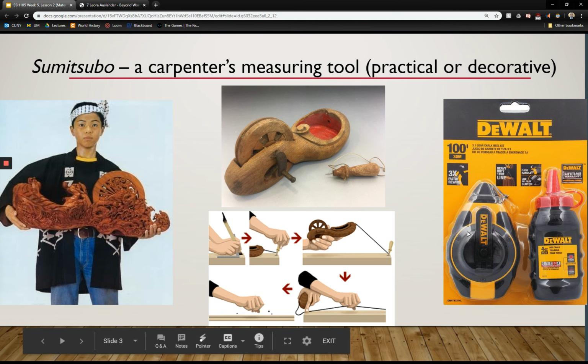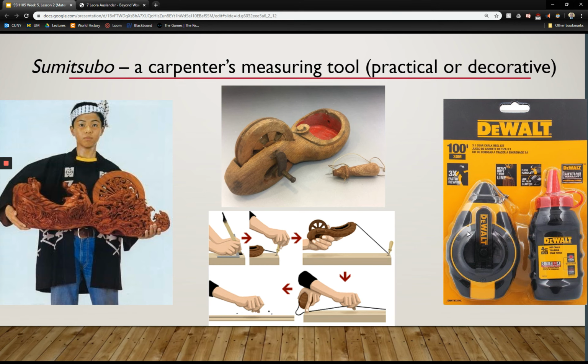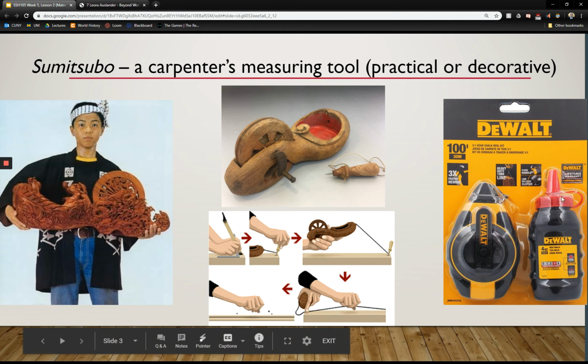So you'd pull it over the board, and then, like snapping a bowstring, you'd snap it down, and it would slap the board with the ink and make a perfectly straight line for you. This is something carpenters still do today. We generally do it with chalk these days, and a modern day version of this object would be here on the right.